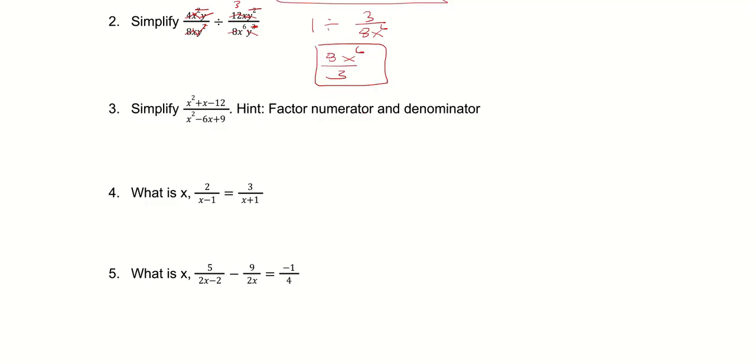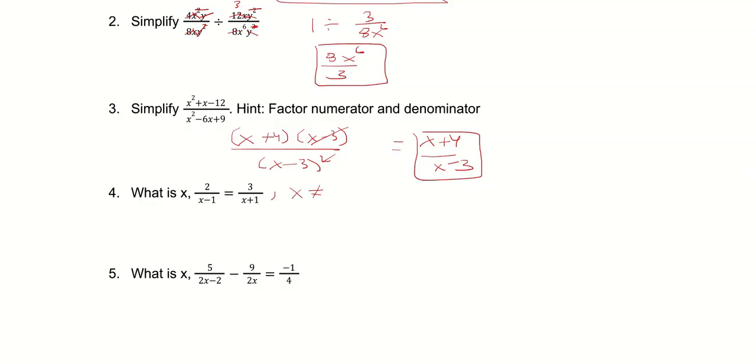For 3, let's just factor the numerator and denominator. That's x plus 4 times x minus 3 over x minus 3 squared. These are going to cancel, just left with x plus 4 over x minus 3. For 4, let's solve for x. Note that x cannot equal plus or minus 1, because that means we'll be dividing by 0. So we're going to cross multiply. And then solve for x to get x is 5.